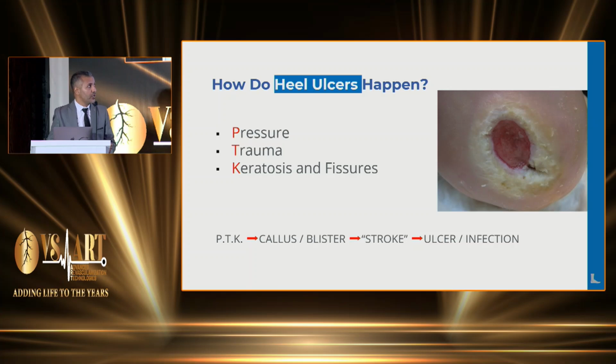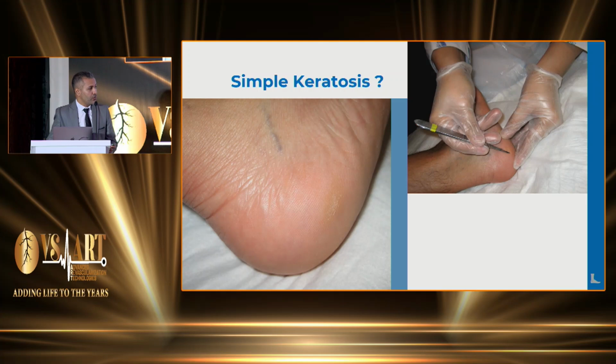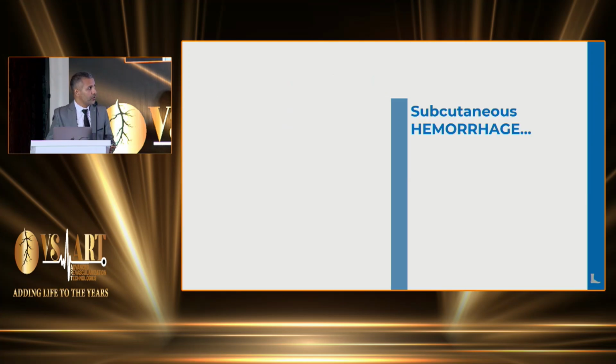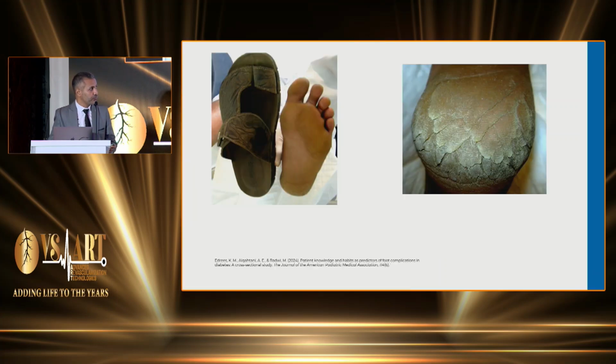So, how does a heel ulcer happen? By pressure, trauma, keratosis, and fissures. Keratosis will predispose to subcutaneous hemorrhage, which will predispose to ulcer and eventually lead to infection. Can anyone notice any abnormalities in the foot or the footwear? If you could realize that there is folding in the blue sheet, with chronic use it will predispose to keratosis. And with debridement of this keratosis, we will find subcutaneous hemorrhage, which predisposes to the heel ulcer.